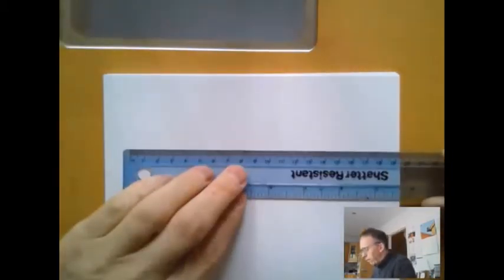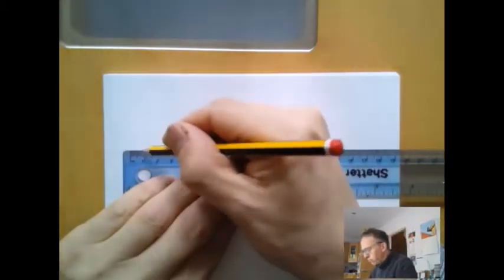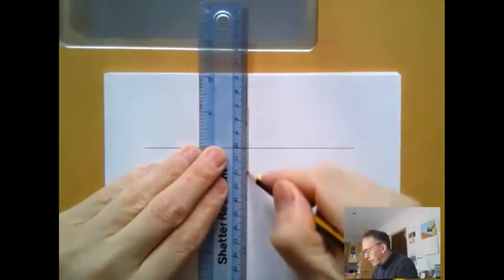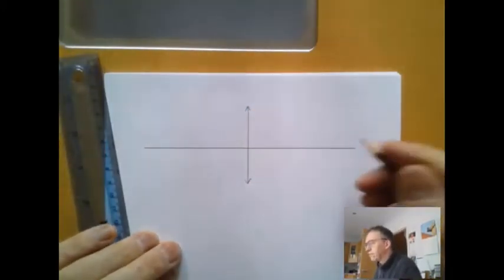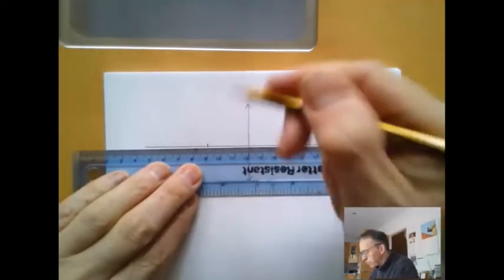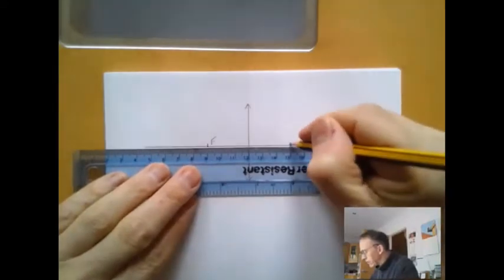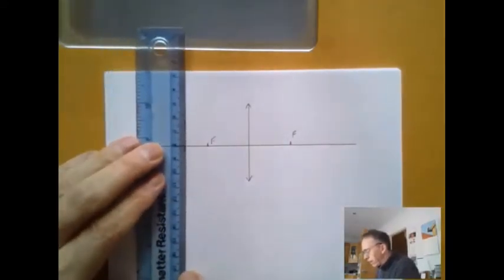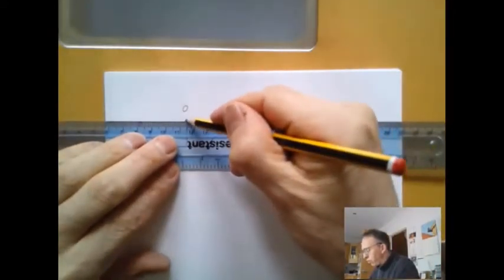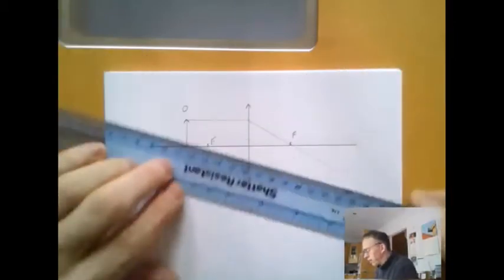Now, we'll begin by defining what we mean by object distance and image distance for a lens. So, if we draw our schematic diagram, in this case for a converging lens, we know that if we place an object somewhere in front of the lens, I'm going to say that this is the focal point, and this is the focal point on the other side. If we place an object somewhere in front of the lens, then we know that an image will be formed on the other side.